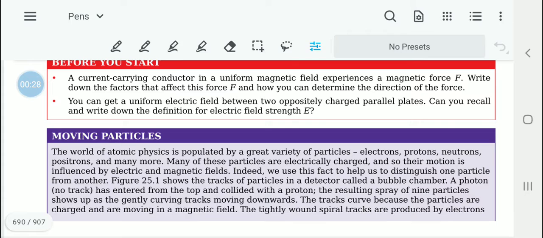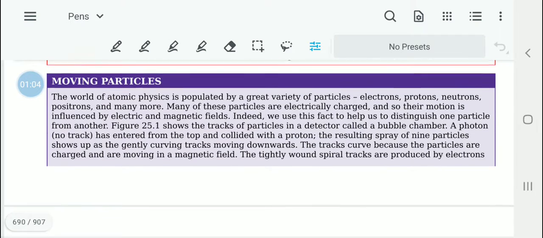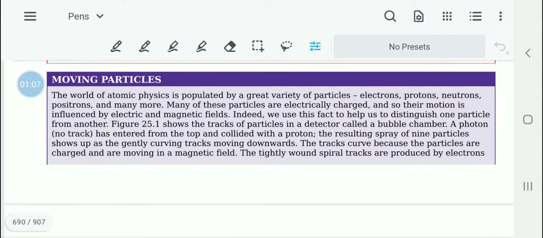So you need to know that a current carrying conductor in a uniform magnetic field would experience a magnetic force F, and then you can understand the factors that would affect this force F. So the strength of the magnetic field, the distance, all of those things you need to know. And then if there are two parallel oppositely charged plates, we can get equations for electric field strength E. So you have to recall what you have learnt in capacitors as well.